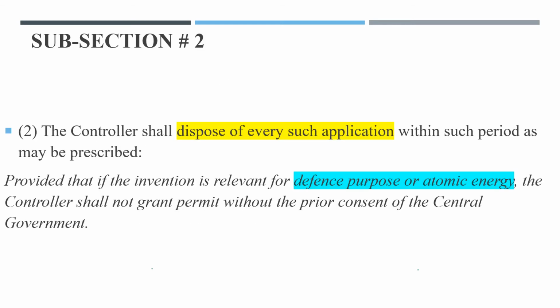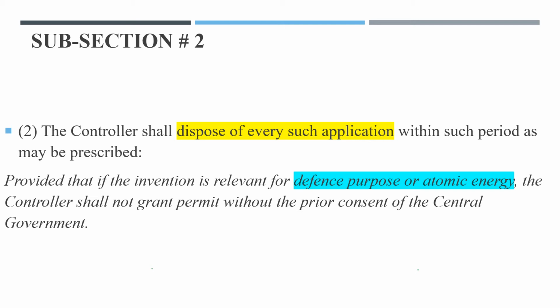Subsection 2 says, the controller shall dispose of every such application within such period as may be prescribed, provided that if the invention is relevant for defense purpose or atomic energy, the controller shall not grant permit without the prior consent of the central government. Here, friends, the relevant rule is Rule 71, and Rule 71 sub rule 2 says about the prescribed period, which is 21 days or 3 weeks. The request of permission for applying outside India should be done on Form 25.